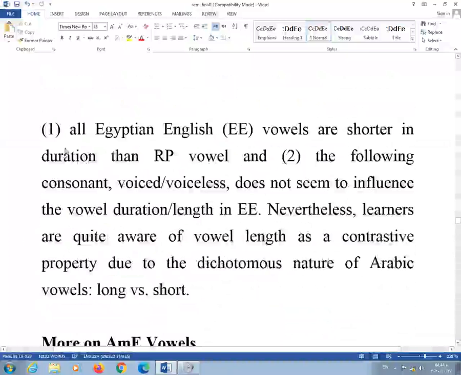Okay. Another thing, also Egyptian learners' vowels: in general, in Egyptian English, vowels are shorter in duration than Received Pronunciation vowels. And this is according to a study I conducted many years ago. So you must be aware of vowel length. مهم جدا. We must be aware of vowel length, and this is a very important thing.